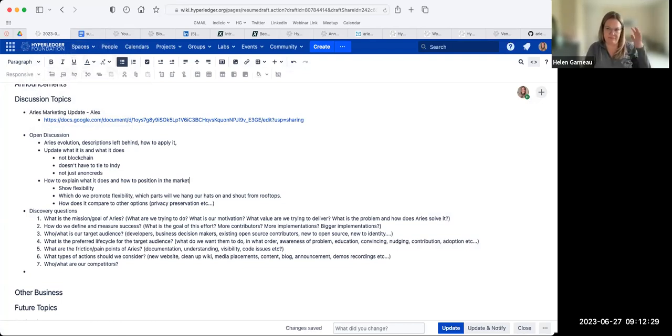I think that's a great level to start from: what is the goal, and what are we trying to explain, and what are we trying to tell people about Aries? A couple of things come to mind.